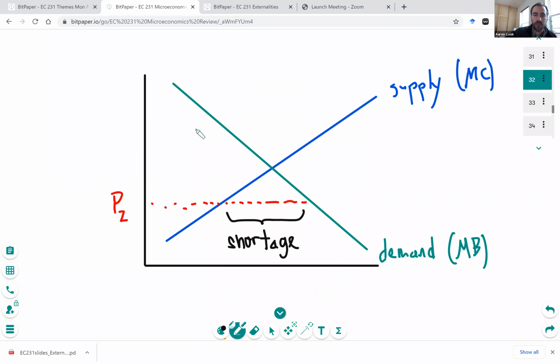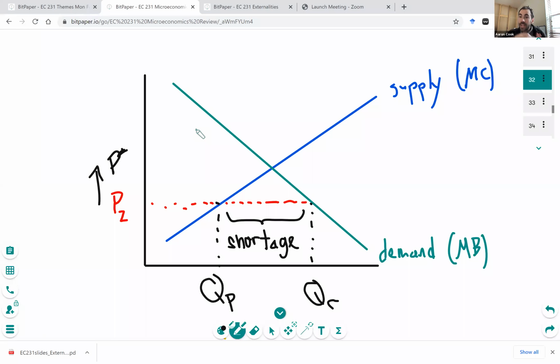The same thing is true if the price is too low. If the price is too low, producers don't want to produce that much. They only want to produce QP. Consumers at that low price want to consume a lot. They'd like to consume QC. You've got more people wanting the good than people willing to supply it. You have a shortage.